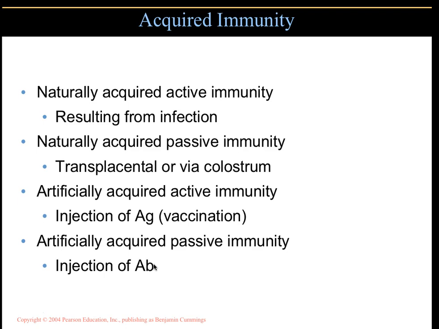Now, a vaccination is going to take 6 weeks. So that person has to have an artificially acquired passive immunity. They have to have a gamma globulin shot.